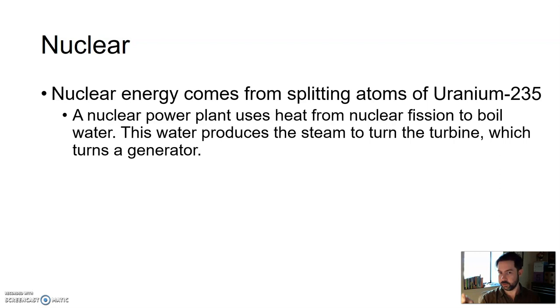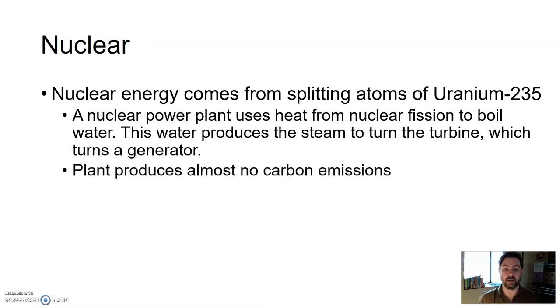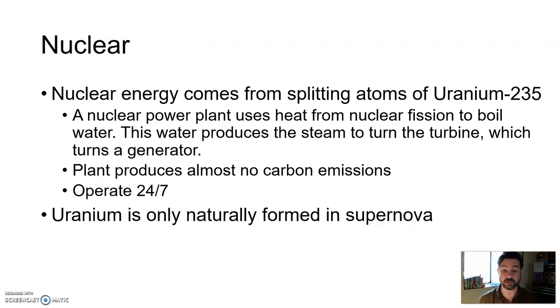So what we do with this uranium-235 is that a nuclear power plant uses the heat generated from nuclear fission to boil water. This water produces steam. Steam spins a turbine, which turns a generator, which generates electricity. I'll explain the fission process here momentarily. Nuclear power plants actually produce almost no carbon emissions, and they can operate 24/7. The only bad part is, well, with the uranium, it's hard to come by.